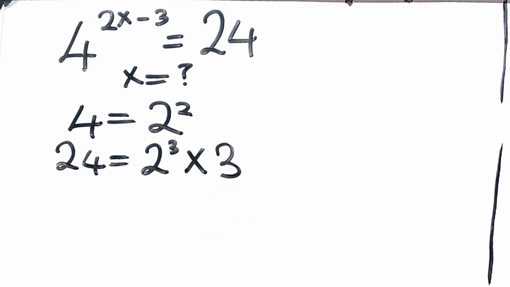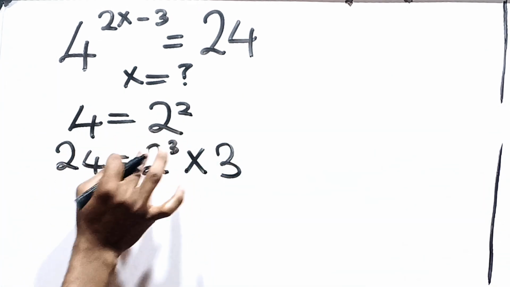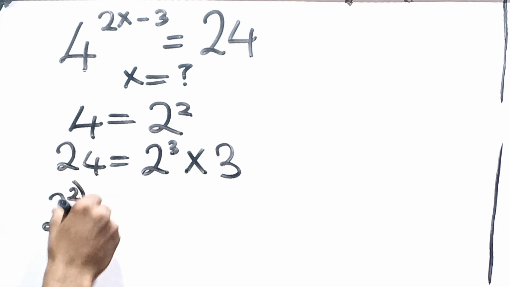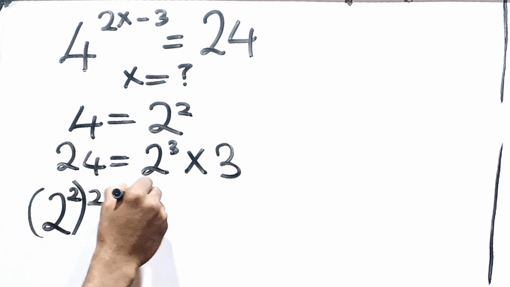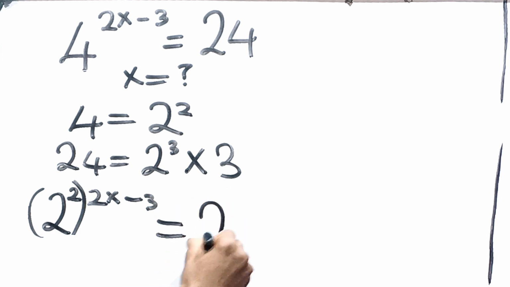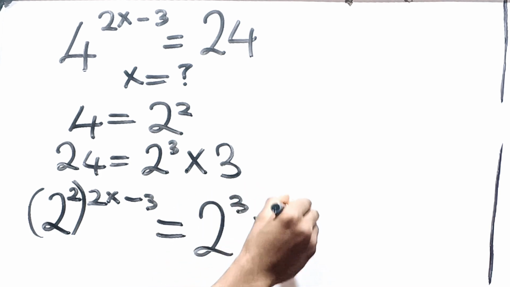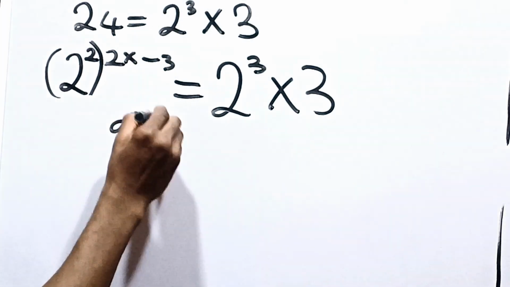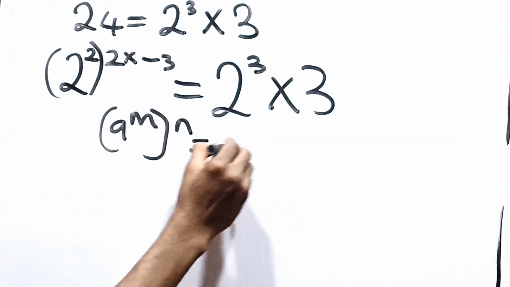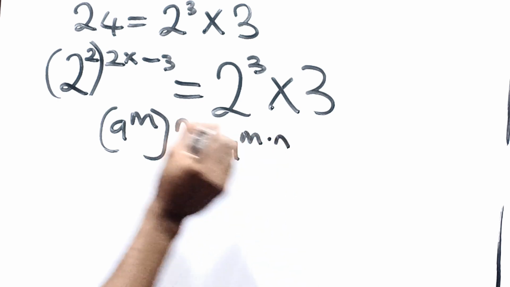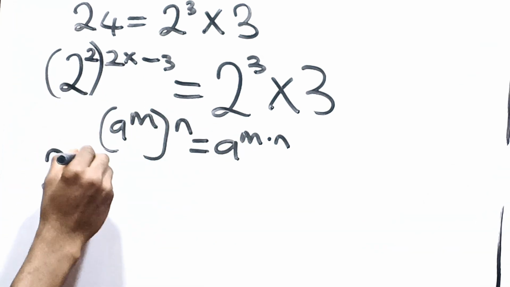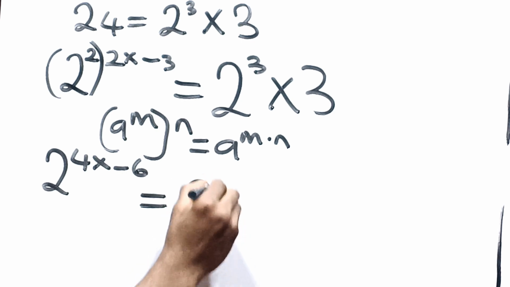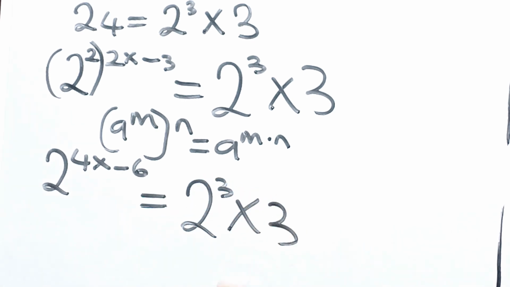Now, we'll substitute 4 and 24 with these in this equation. So we have 2 squared, all raised to power 2x minus 3, to be equal to 2 raised to power 3 multiplied by 3. Now, when you have a raised to power m, all raised to the power of n, it's equal to a raised to power m multiplied by n. So doing that here, we now have 2 raised to power 4x minus 6 is equal to 2 raised to power 3 multiplied by 3.